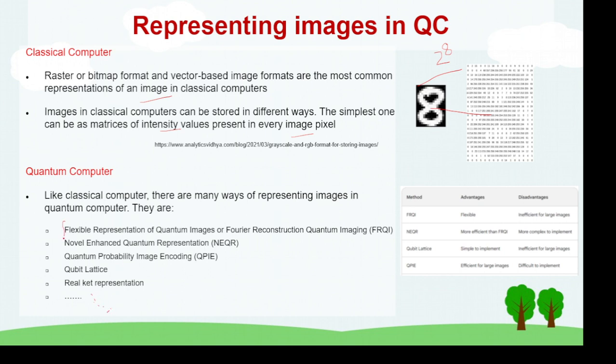Still, people are coming out with new techniques. You can also come up with a very nice way of representing an image in a quantum computer. What you need to consider is, if it uses fewer qubits, it's good. If it is easy to work with, then it's better. And finally, if it gives very accurate output, that will be the ultimate one. So considering those aspects, people are trying to improve the ways of representing images.